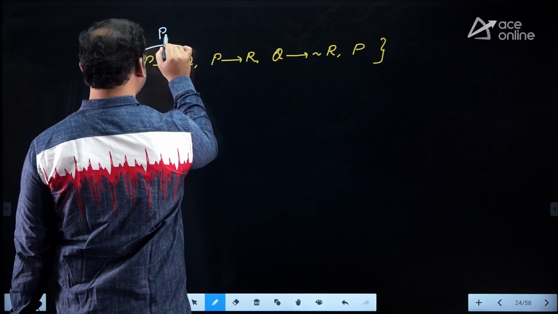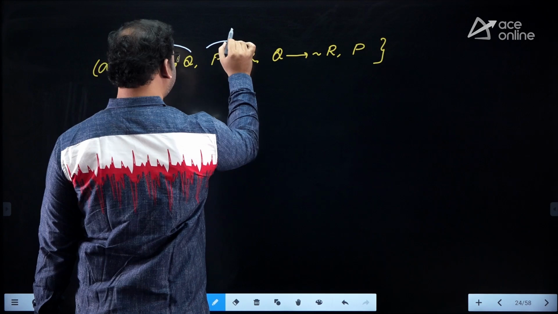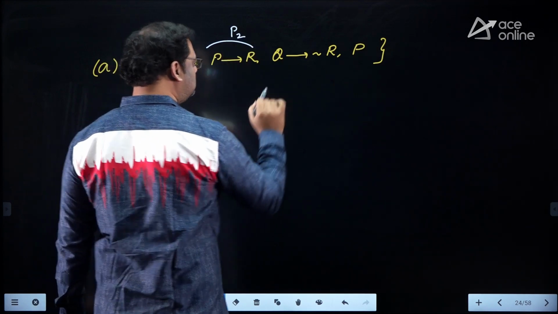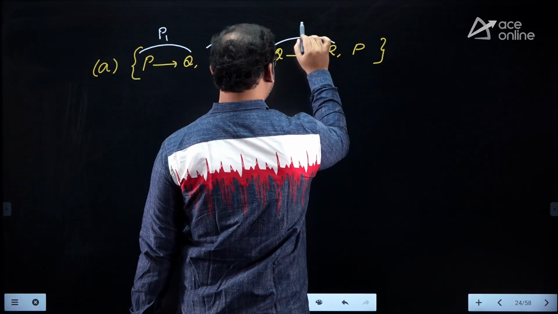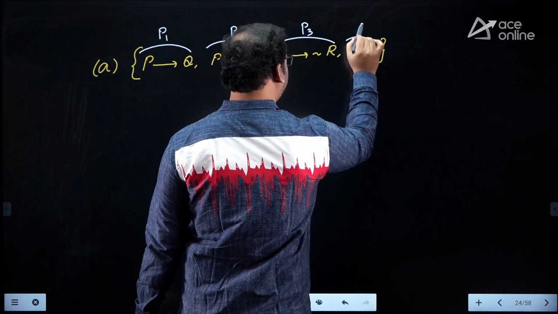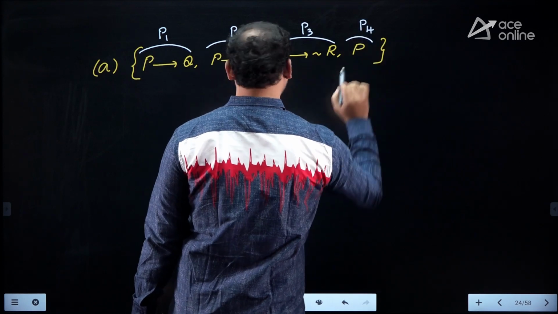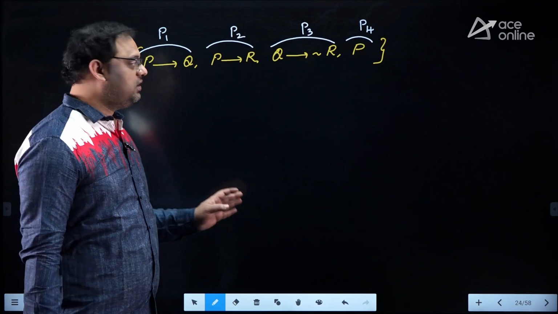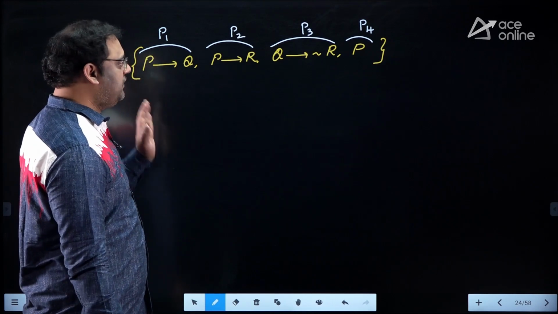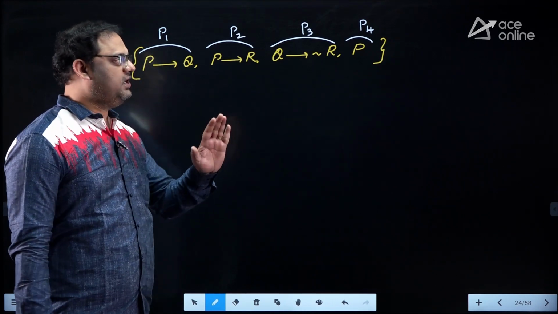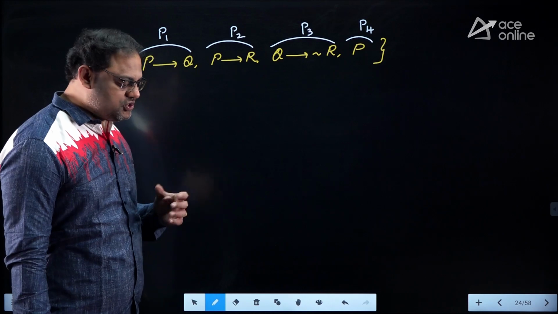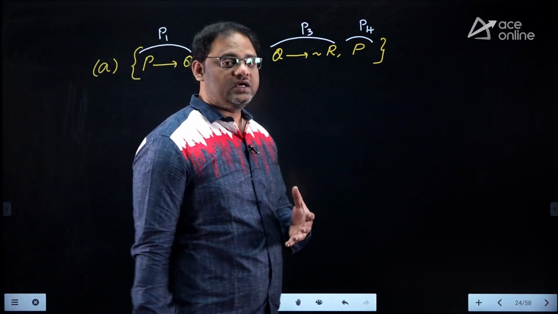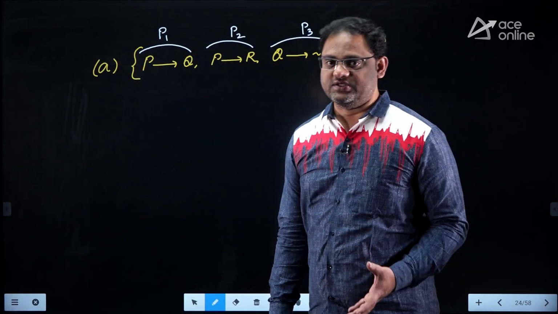Here we have four premises: P1, P2, P3 and P4. Actually, we have to construct the truth table and we have to confirm that P1 and P2 and P3 and P4, the conjunction of the premises, can consist of at least one true case.